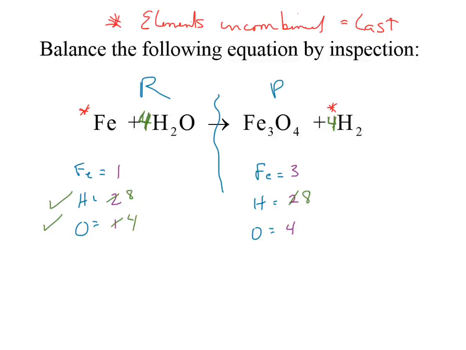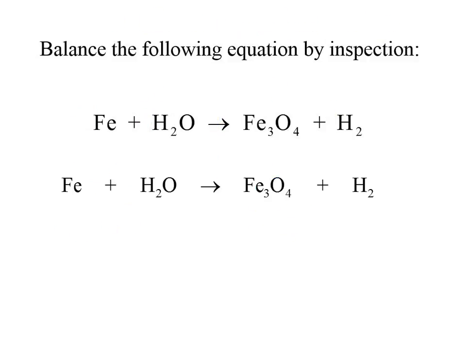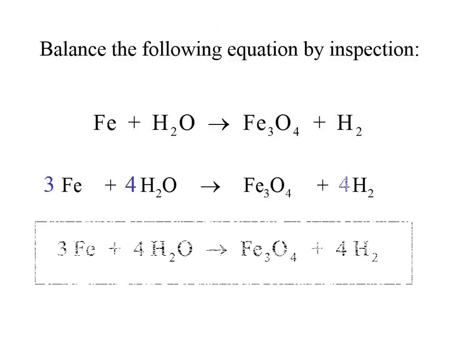Now I don't have the right number of irons on the reactant side, so how do I get 3 irons over here? Just a 3. Does this make sense, why I left my iron till last? It's easy to just change it on the fly. So that's it. That's balanced with 4, 3, 1, and 4. That's just doing it by inspection. Some are easier than others.